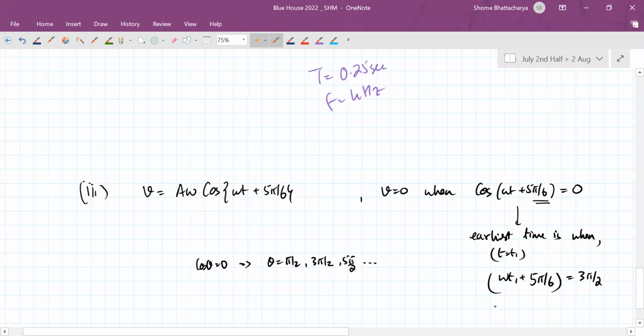Sir, can you explain why it should be 3 pi by 2? When is cos theta 0? Tell me, for what values of theta is cos theta 0? Pi, n pi. No, that is sin theta 0. Oh, sorry. Pi by 2, sorry, n pi by 2. Okay, understood now? No? Okay.